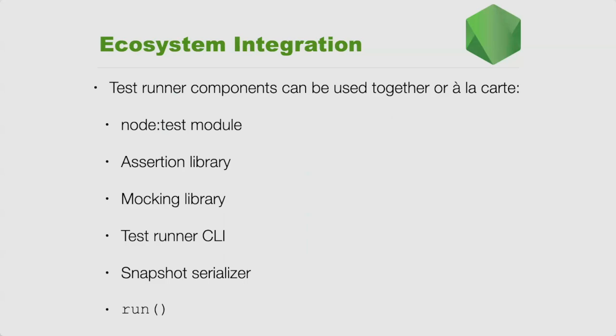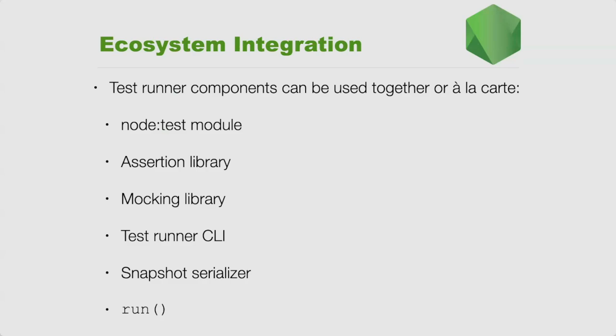And then I wanted to talk a little bit about how the test runner has kind of integrated into the ecosystem so far. So I went over all of these different components that exist and mentioned how they work together, but I also mentioned that you can use them separately. So you can use the node test module without using the test runner. You can use the node test module with other test runners if they know how to interpret its output.